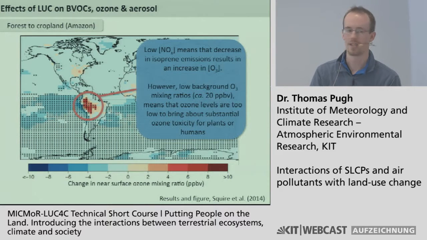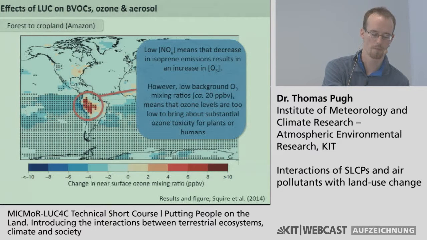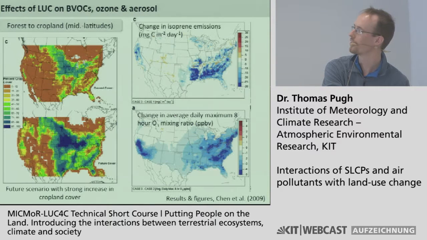However, it is worth pointing out that the background ozone here is very small. So while you may have a small effect on the radiative forcing by changing the concentration of ozone over that particular area, it's really not relevant for health when you only have background mixing ratios of 20 parts per billion. If you increase it by 30%, it doesn't make much difference. But just to show that it doesn't always go in the obvious direction.